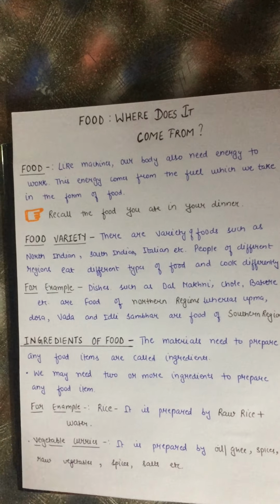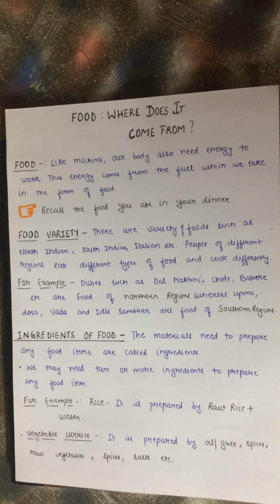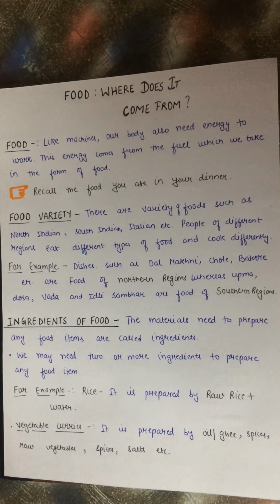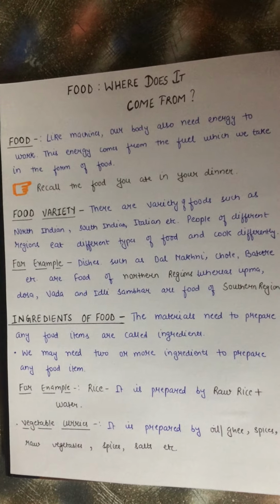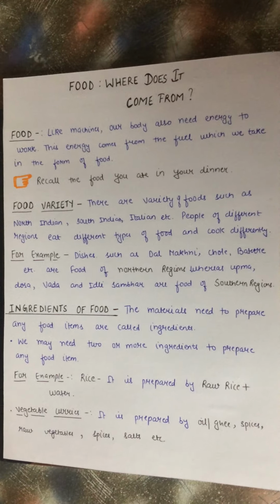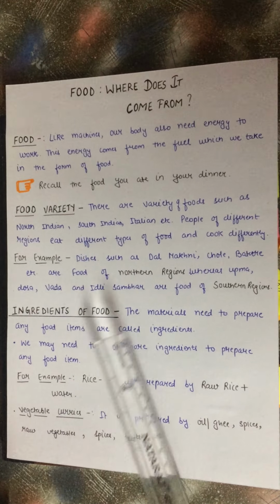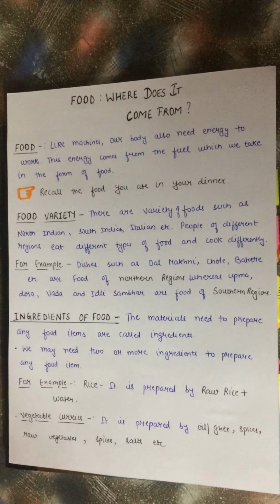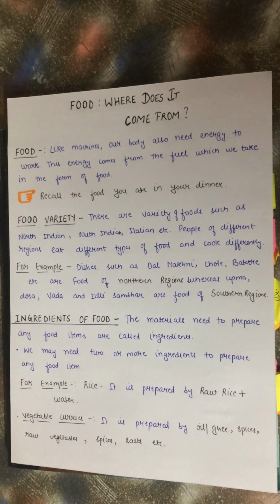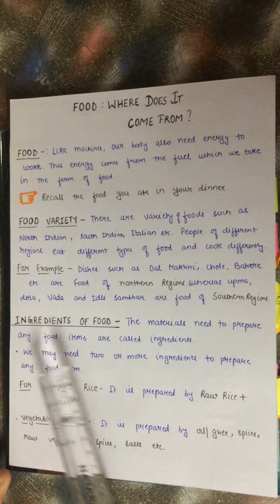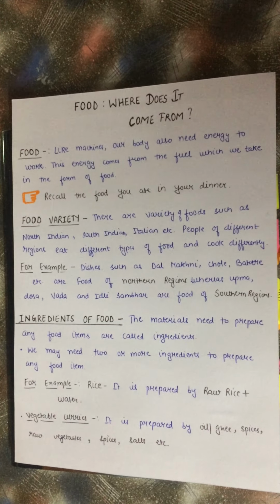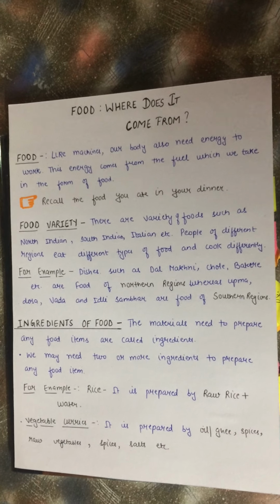Okay, now what is food made up of? For example, if you eat rice, what is the rice made up of? Rice is made up of rice. You cook rice in the presence of water. So every food item is made up of different ingredients और different raw materials की बनी होती है हर एक food item. The materials needed to prepare any food item are known as ingredients. कोई भी material जो एक food item को prepare करने में help करता है उनको हम बोलते हैं ingredients. We may need two or more ingredients to prepare any food item. So more than two ingredients are usually used to prepare a tasty food.